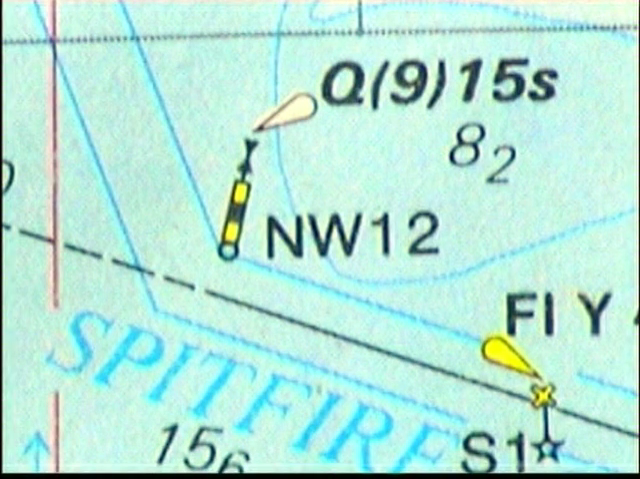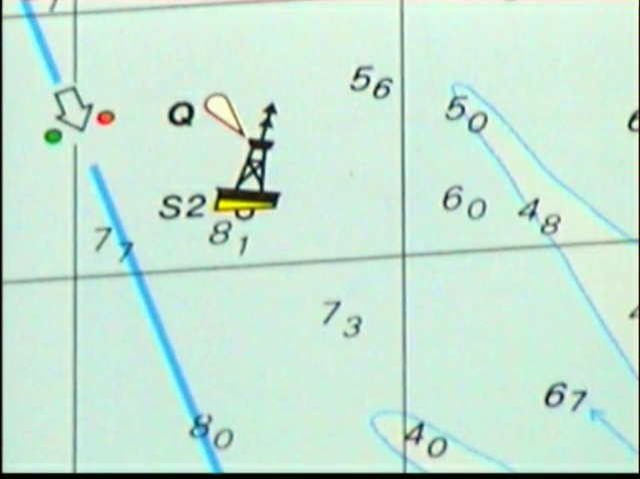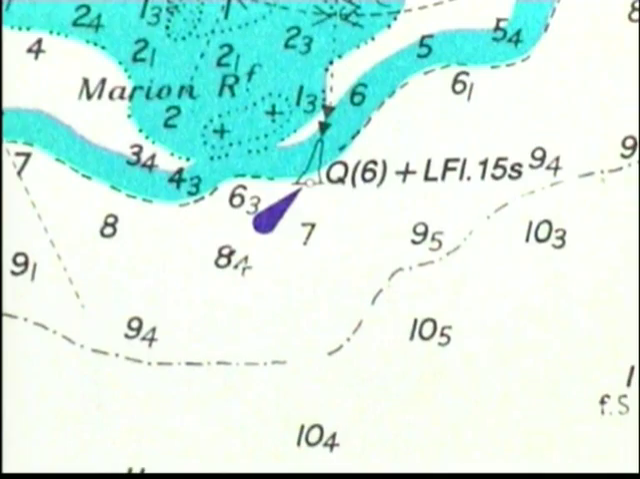Here's an example of a west cardinal mark, quick in groups of 9 every 15 seconds. Quick just by itself, with no flashing sequence, would mean a north cardinal mark. Quick in groups of 6 plus a long flash every 15 seconds means that it's a south cardinal mark.